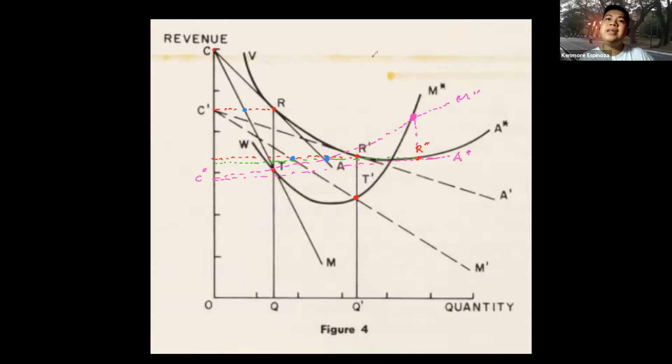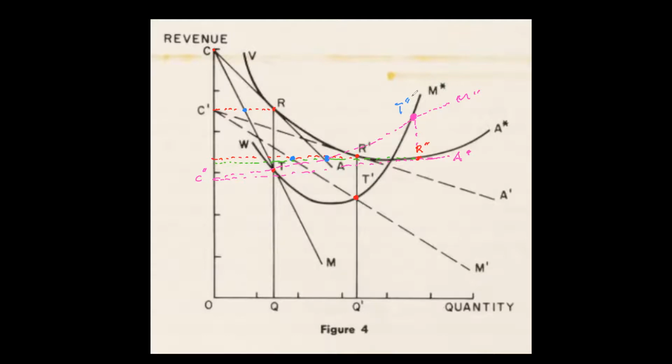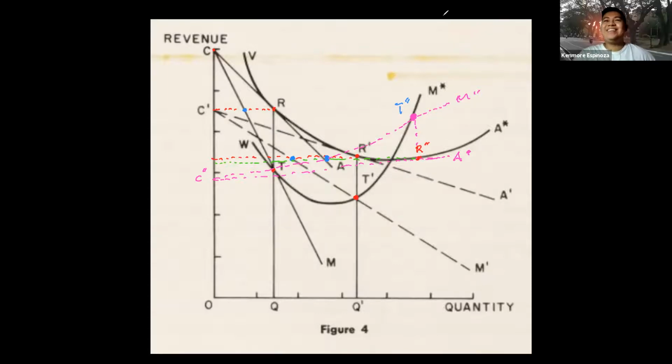Let this be, what point did they use? T double prime. Got it? Any questions? Okay, none. Thank you. So, we're done. Any questions before we proceed to our discussion questions? Okay, none. Let's proceed.